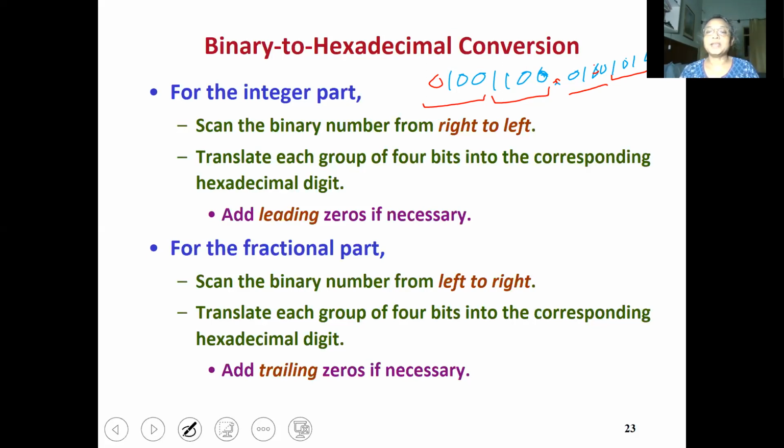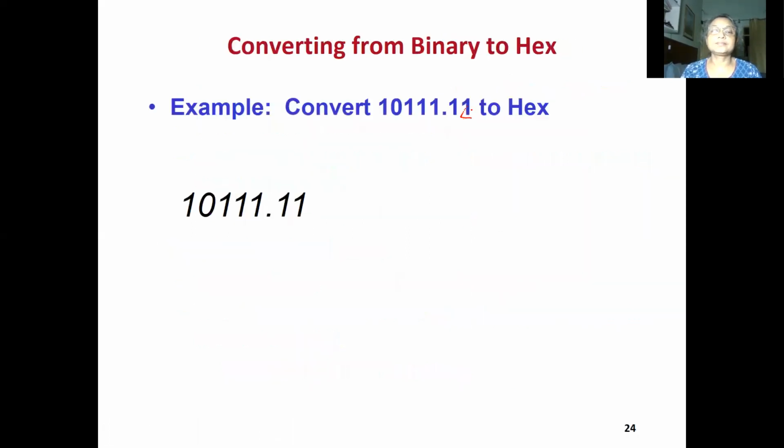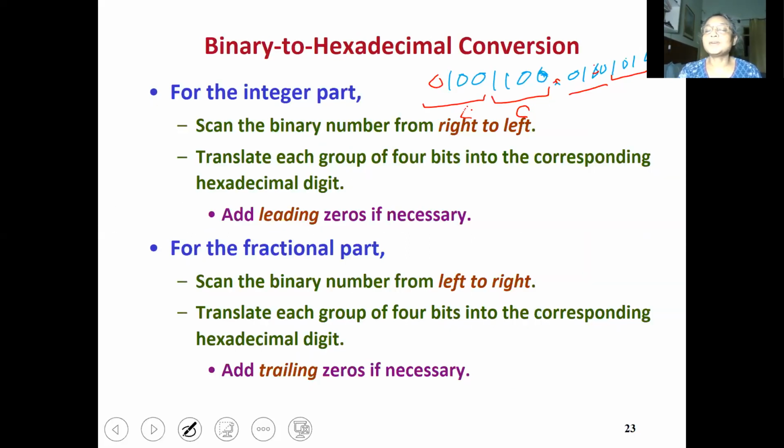We club these bits, and for each group, we find the corresponding hexadecimal code. What is 1100? It is 12, that is C. What is 0100? This is 4. So it's 4C. Dot, what is 0100? 4. So 4C dot 4. What is 1010? It is 10, that is A. 1000 is 8. So it is 4C dot 4A8. We do this clubbing, and based on that we can find the hexadecimal number.